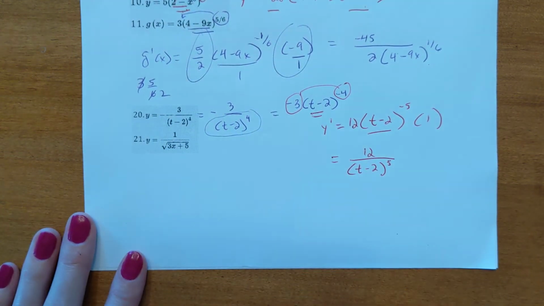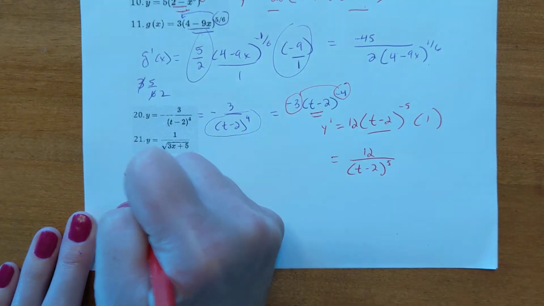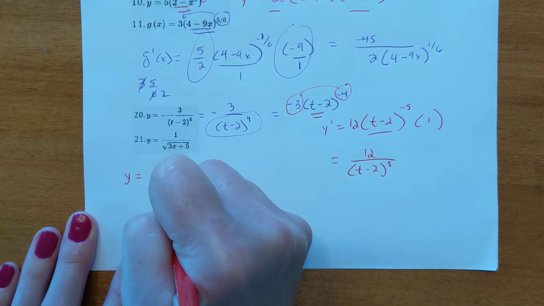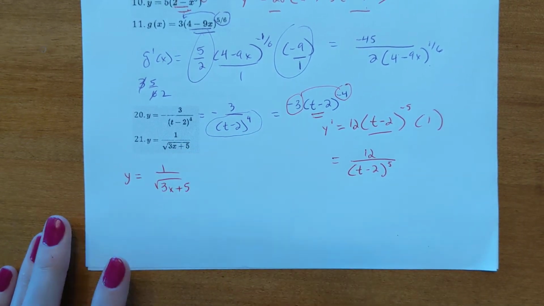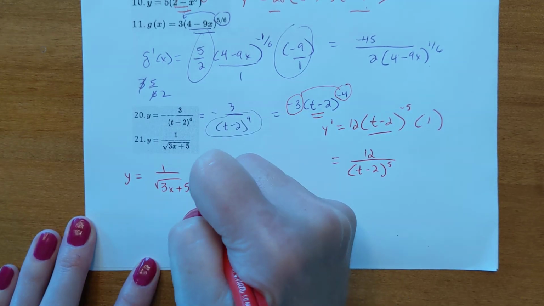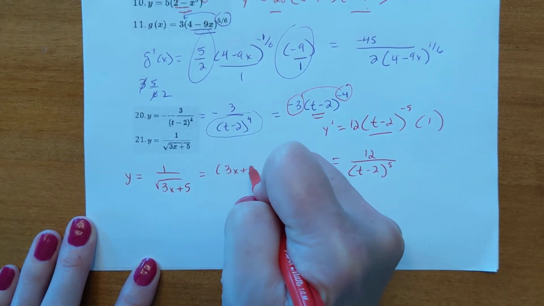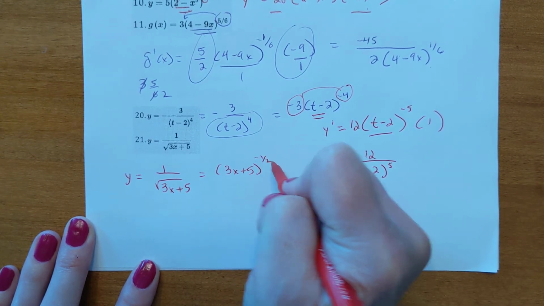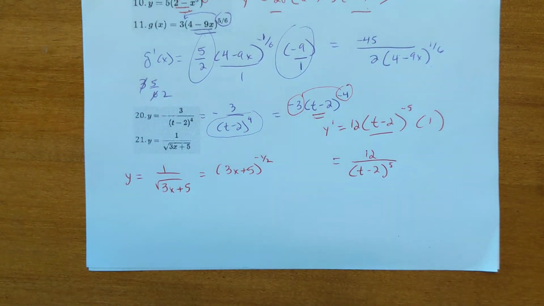All right, 21 says, I'll rewrite it. It says y equals 1 over the square root of 3x plus 5. I'm going to do the same trick I did on the last one, and let's float it up. So that would equal 3x plus 5 to the 1/2. Well, negative 1/2, because I floated it up, so it's negative.